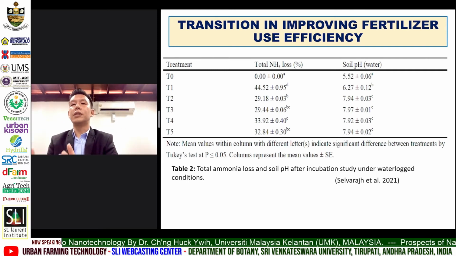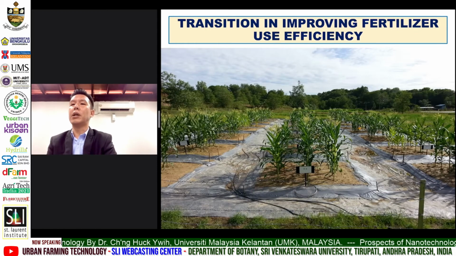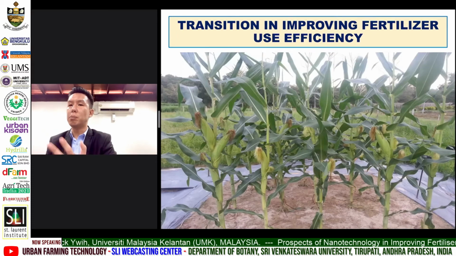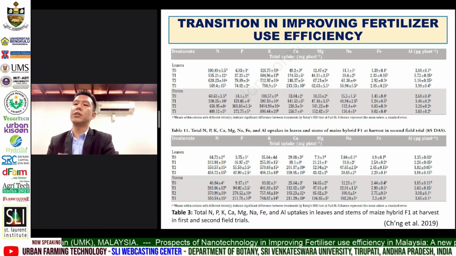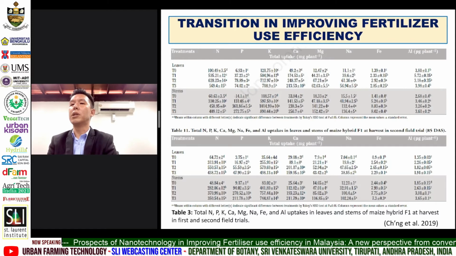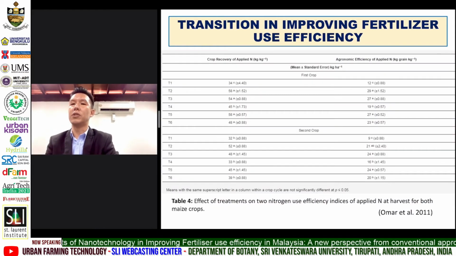After that, the same approach was tested in a field trial using maize as a test crop, and the maize produced 2 to 3 cobs per plant under treatment applied with the organic amendment. At the end of the trial, plant tissue analysis also showed a significant increase in nutrient uptake, and this concludes a significant improvement in the fertilizer use efficiency.